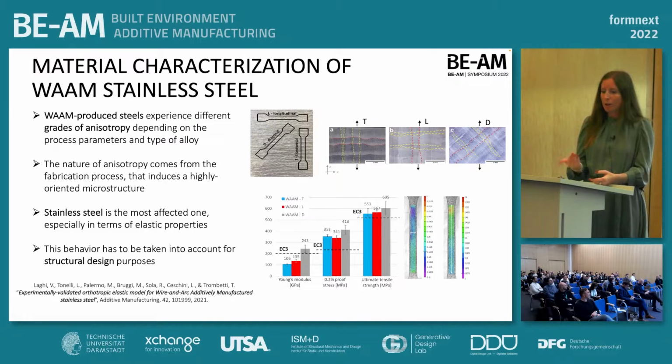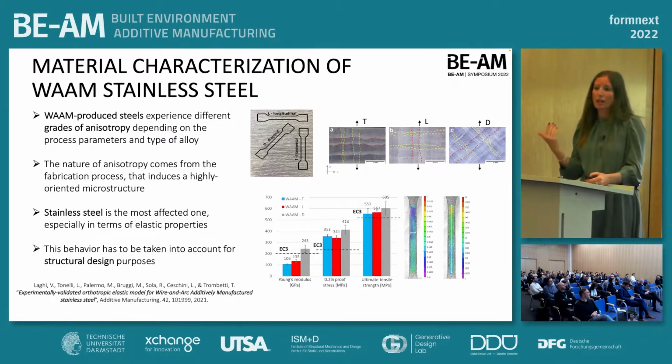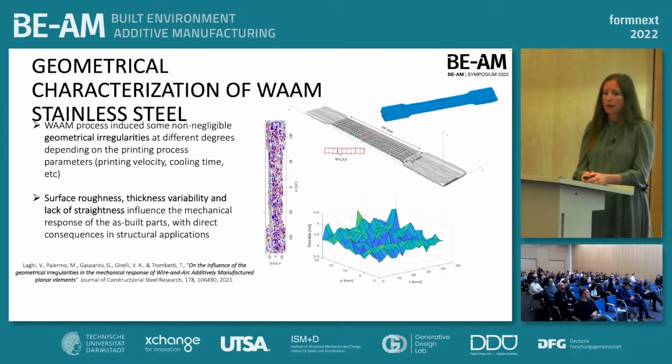So we then could predict the material by creating an orthotropic material model, and we could then engineer our elements by taking this into account. Not only that, as I said before, WAM elements are highly irregular in terms of the geometry that is printed. So there is an inherent surface roughness, lack of straightness, but also thickness variation, diameter variation, geometry variation. So of course we need to calibrate and characterize that properly if we want to make assumptions for our design afterwards.